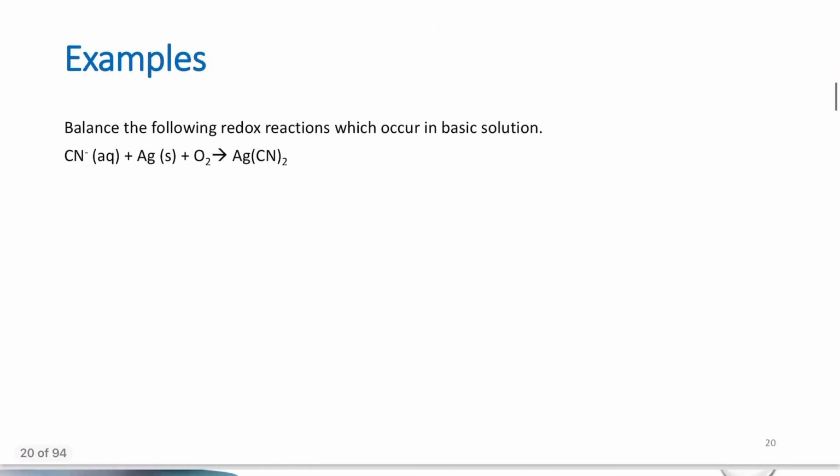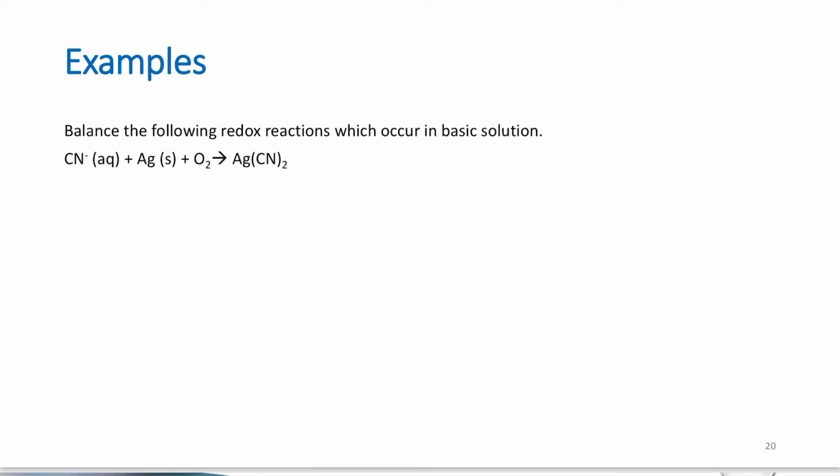Let's do one last example on balancing reactions, and we'll do this under basic conditions. CN minus reacts with Ag solid and O2 to give me AgCN2. And I apologize, there should absolutely be a minus charge right here. This is a polyatomic ion, or a metal ion here. So let's go ahead and figure out our oxidation states.